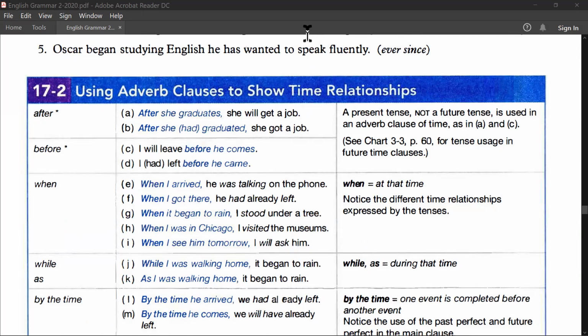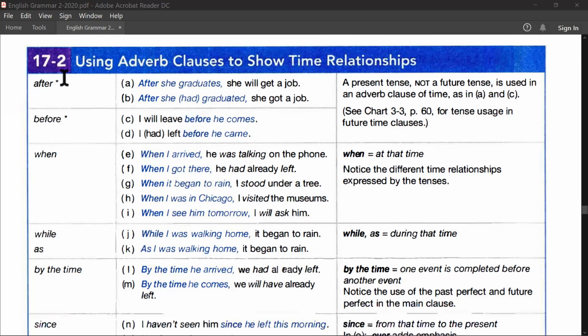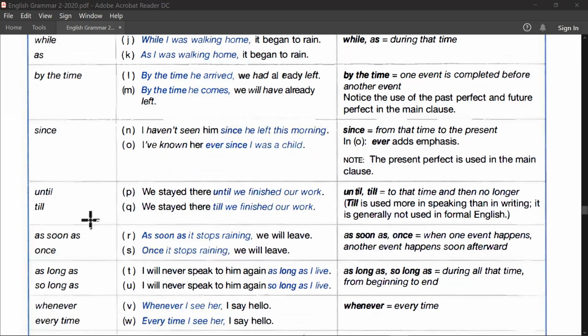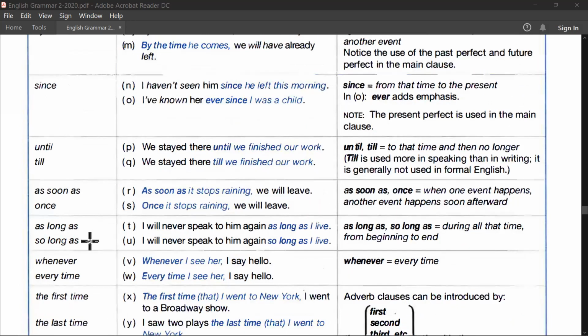Using adverb clauses to show time relationships. This is a more detailed chart about adverb clauses, showing time adverb clauses. Can you see this? Okay, we have 7 minutes. Number one: after, before, when, while, as, by the time, since, until, till, as soon as, once, as long as, so long as, whenever, every time, the first time, and so on.